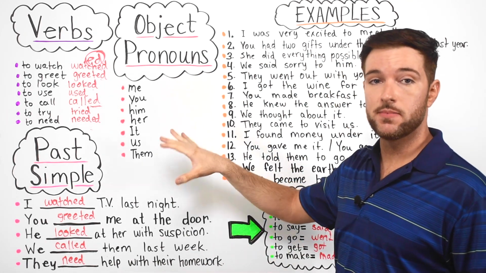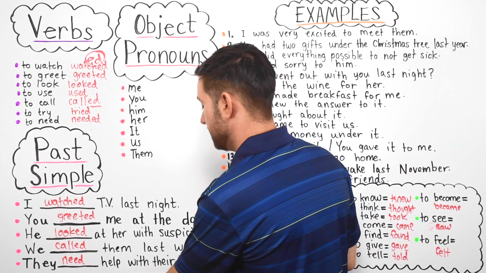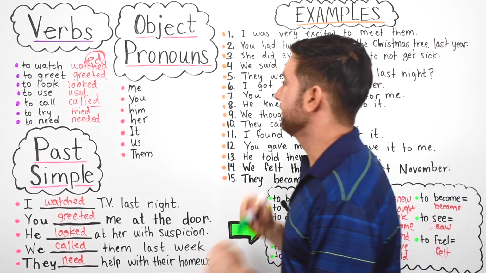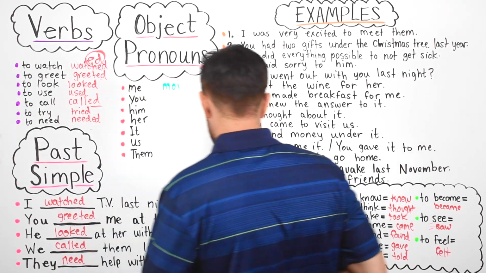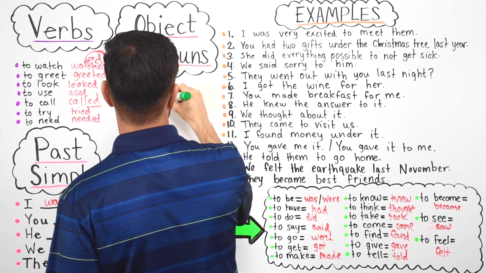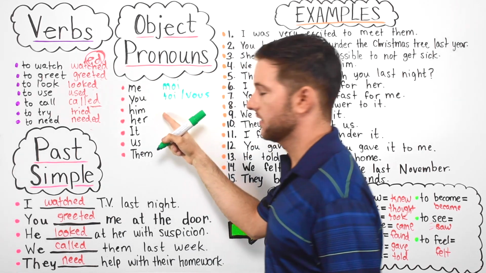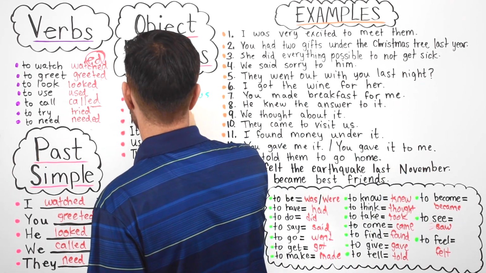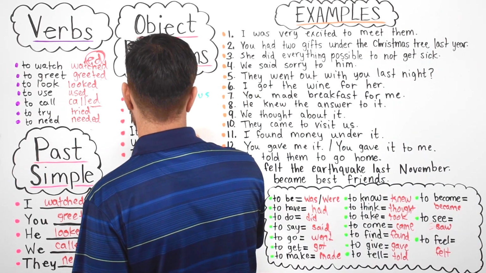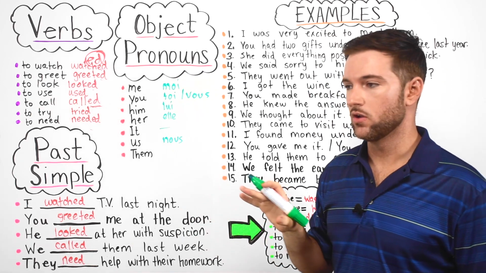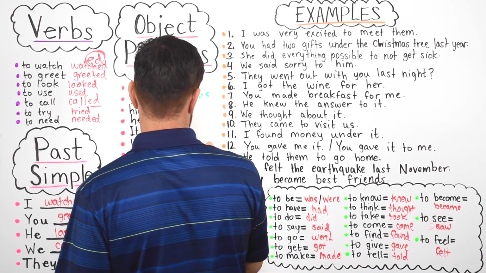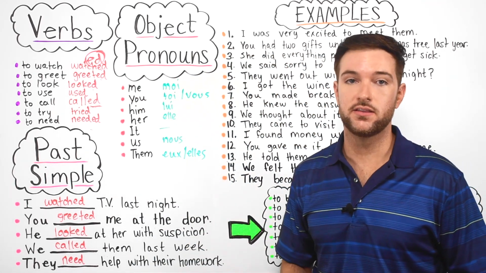Passons maintenant rapidement aux pronoms d'objet. Nous avons ici me. Do you know what me means? Me is like moi. You, like you, so toi or vous. Him is lui. Her, elle. It. Us is like nous. And then we have them. Them is like eux or elles. All right, so me, you, him, her, it, us, and them.